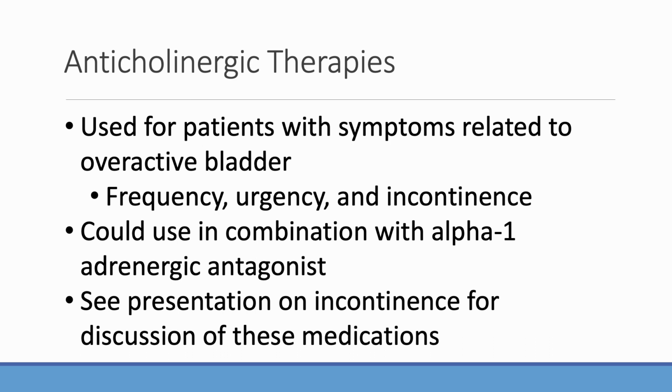We also have anticholinergic therapies, so these can be used for patients with overactive bladder symptoms like frequency, urgency, or incontinence, and these can also be used in combination with the alpha-1 adrenergic antagonist. So these are mentioned throughout the incontinence presentation, so if you want to refer to that lecture, we will discuss those more in detail.